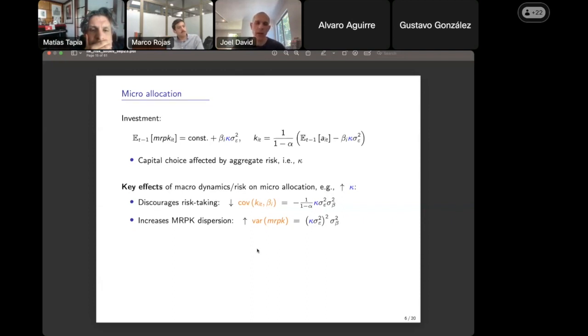The second effect is going to be when there's more risk in the world, we're going to get bigger spreads in firm expected returns, and that's going to increase the variance of the marginal product of capital. Okay, that depends on kappa squared. So when kappa gets bigger, the variance of the marginal product of capital is going to go up. And that's really because investors or the holders of firms are requiring higher rates of return for riskier firms and lower rates of return for safer firms, and those spreads go up when there's more risk.